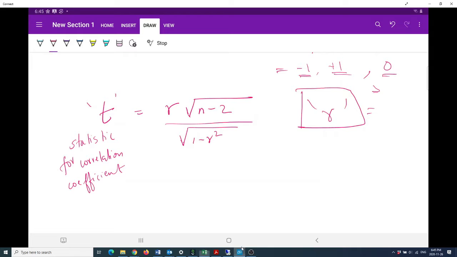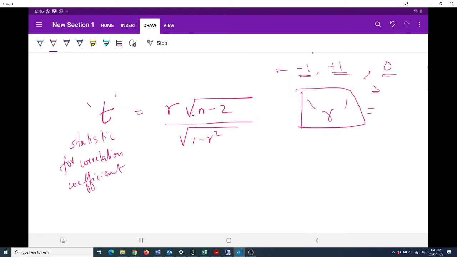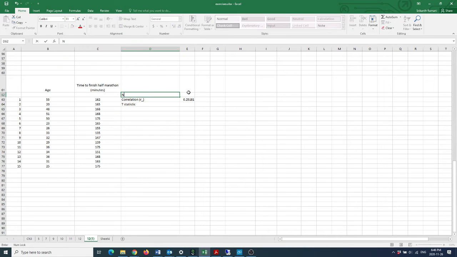Remember from your t statistic formula, this is R, your correlation statistic. The t statistic is R multiplied by the square root of n minus 2. Let's figure out n: we have 15 observations over here. So the t statistic is R multiplied by the square root of n minus 2, the whole thing divided by the square root of 1 minus R squared.